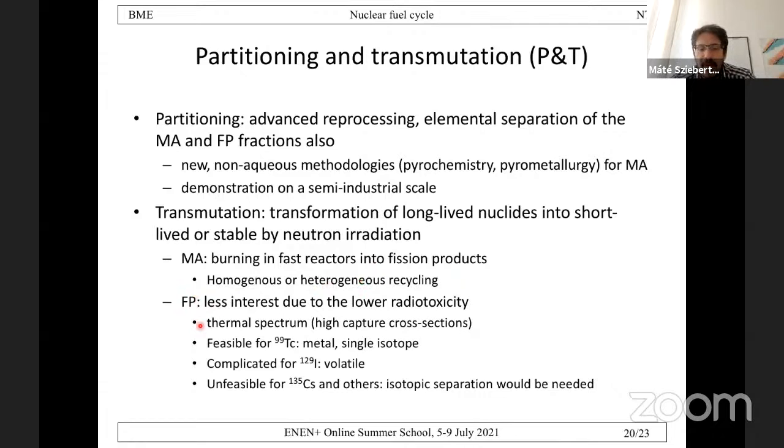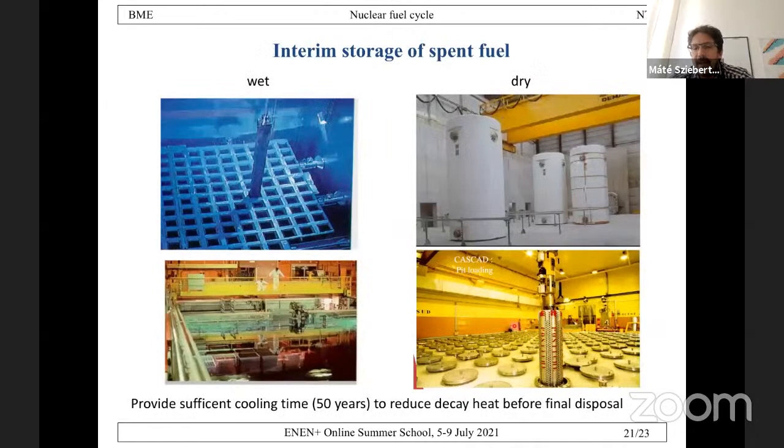Concerning the fission products, we have much less interest due to the lower radioactivity, and also for many of them it's not feasible. It's maybe technetium-99, which could be feasible with irradiation in a thermal spectrum. But with any of the options used, we need interim storage of the spent fuel after the reactor in order to reduce the decay heat before the final disposal. This is the main goal of interim storage.